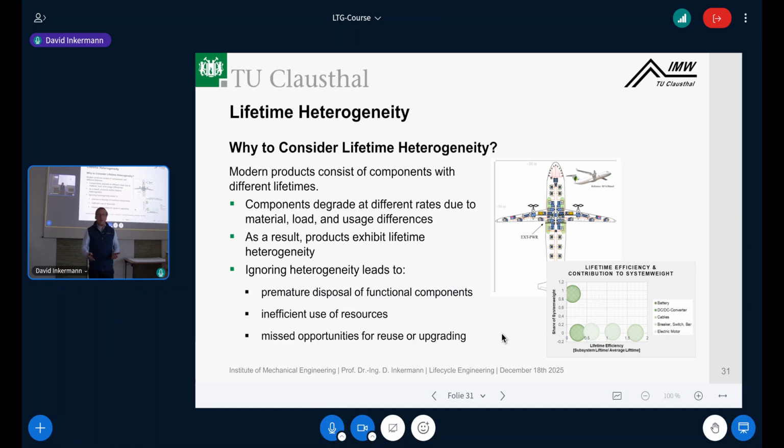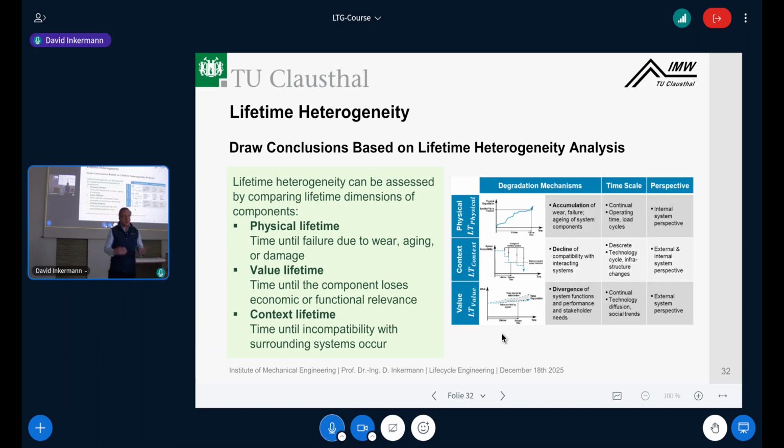So again, here it becomes very relevant to understand the differences in the lifetime. And also, if you neglect it, you will dispose functional components, you have an inefficient use of resources, and you are missing possibilities of reusing and upgrading. Yeah? So that is the reason why it is relevant to understand the heterogeneity. And considering the heterogeneity is not only to understand what is the lifetime of the component, but also to understand why the lifetime is limited, yes?